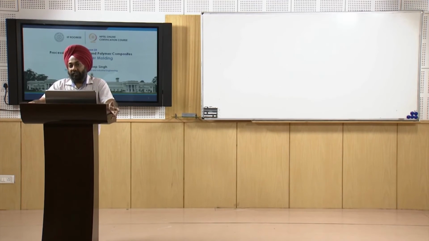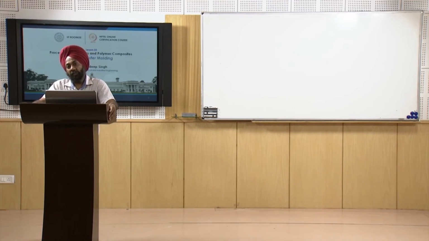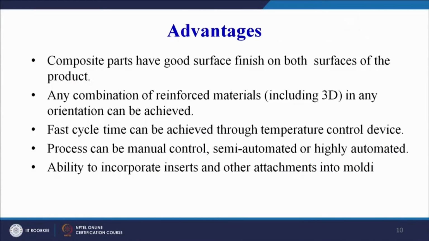Now what can be the advantages of this process? The composite parts have good surface finish on both surfaces of the product because it is a closed mold process, so we will get good surface finish on both sides of the composite product. Any combination of reinforced materials including 3D in any orientation can be achieved. Any combination of reinforced materials in the third dimension also we can achieve.